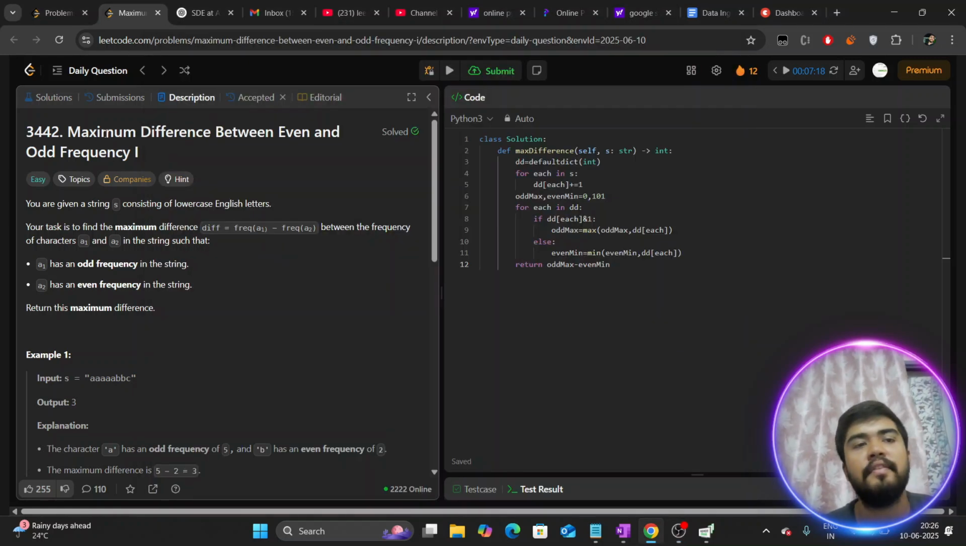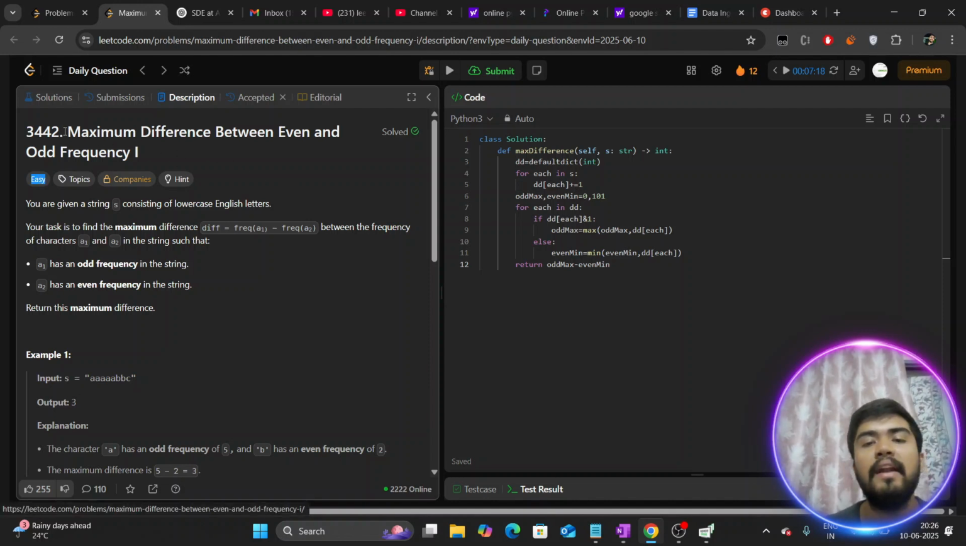So today we have a question that is tagged as easy, and it's a super easy problem. We just need a few minutes to sort it out. So what have they given? They have given a max. They are basically looking for the maximum difference between even and odd frequency.